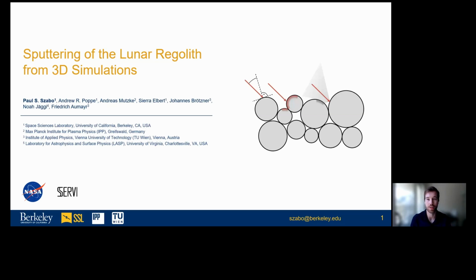I'm a researcher at the Space Sciences Lab of UC Berkeley, and I want to give an update on our simulations of sputtering of the surface and specifically looking at the effects of granular porous regolith that we have on top of the lunar surface.